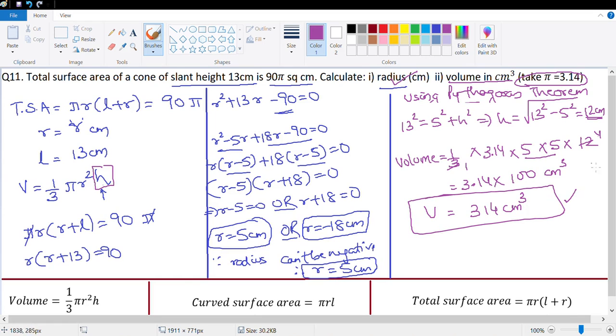That's why I repeat so many times. You read the question carefully. In fact, I had not read the value of pi given in the question. Anyway, I hope this confusion is cleared. Let's move on to the next question.